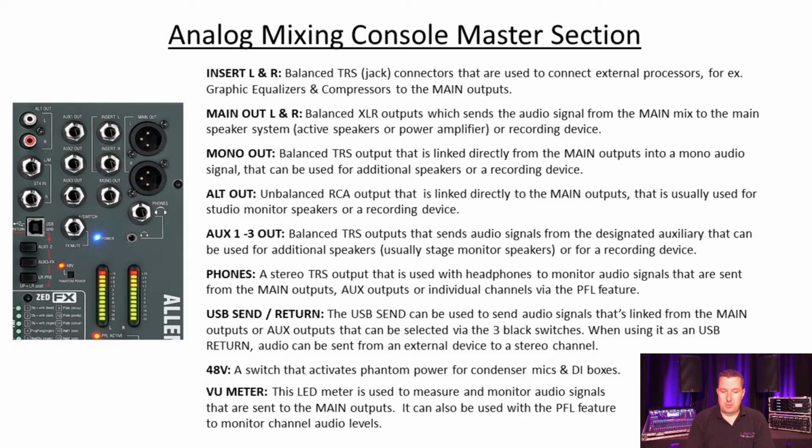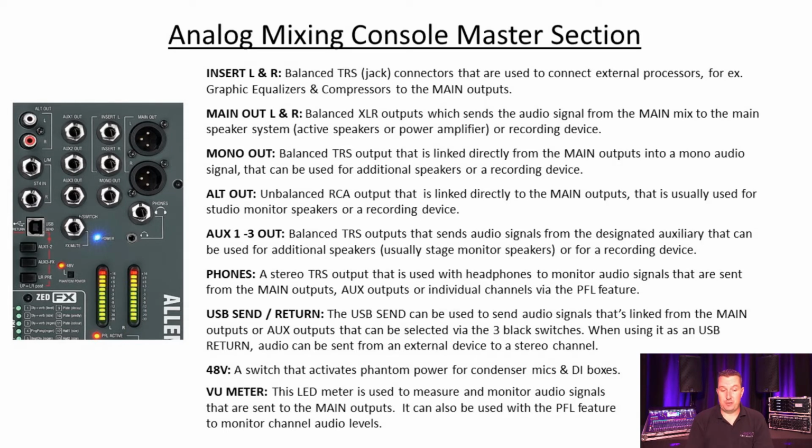The phones output is a stereo TRS output that is used with headphones to monitor audio signals that are sent from the main outputs, aux outputs, or individual channels via the PFL feature. The USB send and return. The USB send can be used to send audio signals that's linked from the main outputs or aux outputs that can be selected via the 3 black switches. When using it as a USB return, audio can be sent from an external device to a stereo channel.